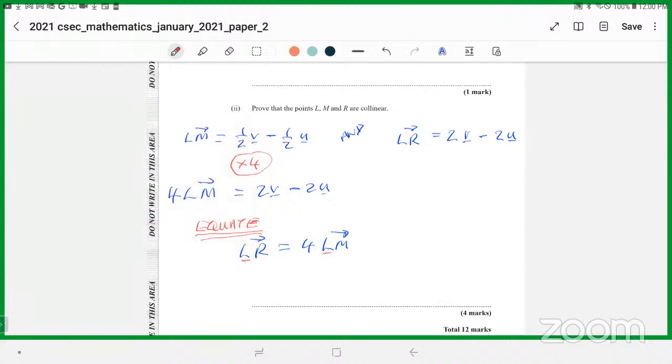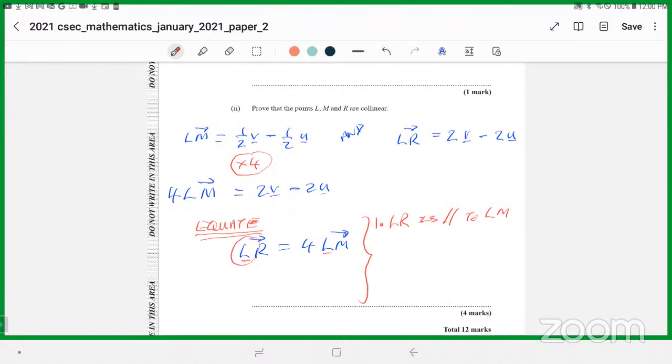Then from this, I know 2 things that cause the points to be collinear. Firstly, because one vector equals a multiple of the next vector, I mean that the 2 vectors are parallel. So the first condition for collinearity is that you have parallel vectors. So LR is parallel to LM. That's what this equation means.